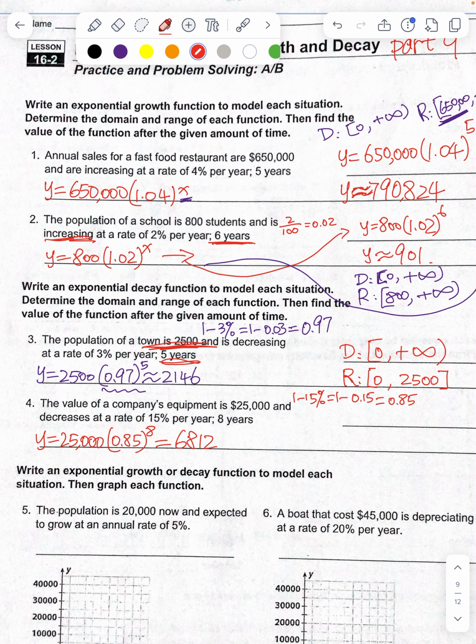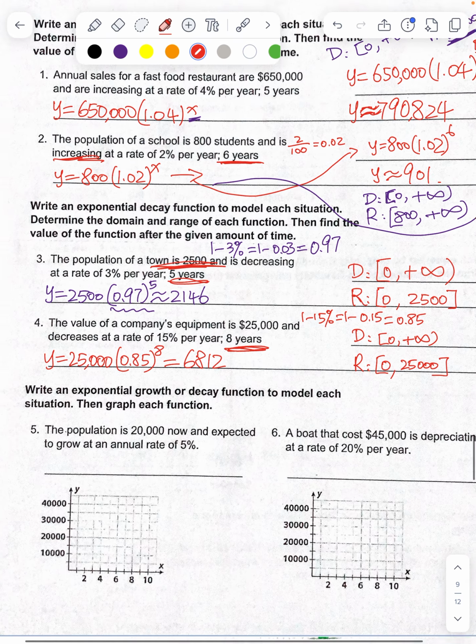Okay, let's do the domain. Domain is all the possible value of the time, right? Start from 0 all the way to positive infinity. Many years. Okay, range. Someday maybe the equipment is going to be totally broke down. It doesn't worth anything. 0, right? The value is 0. The highest value, 25,000. So that's it.